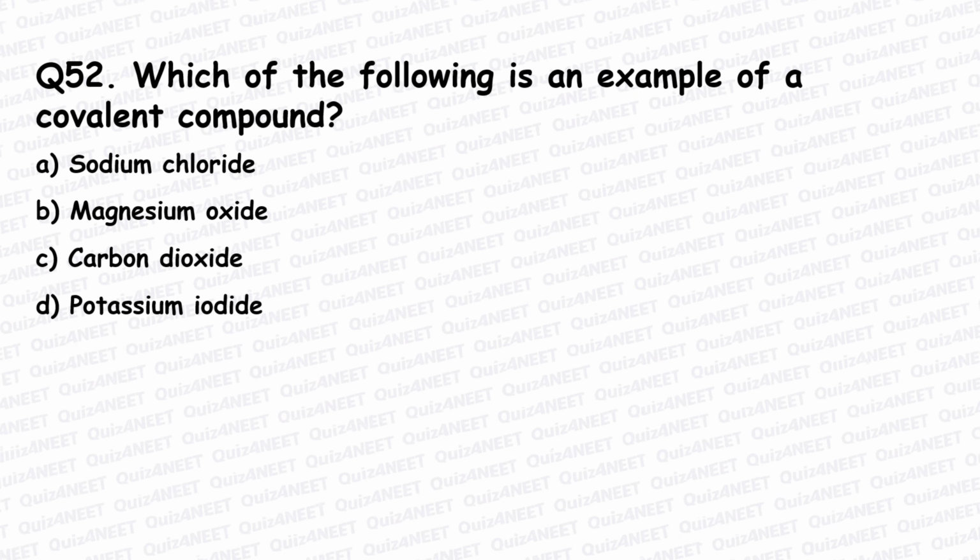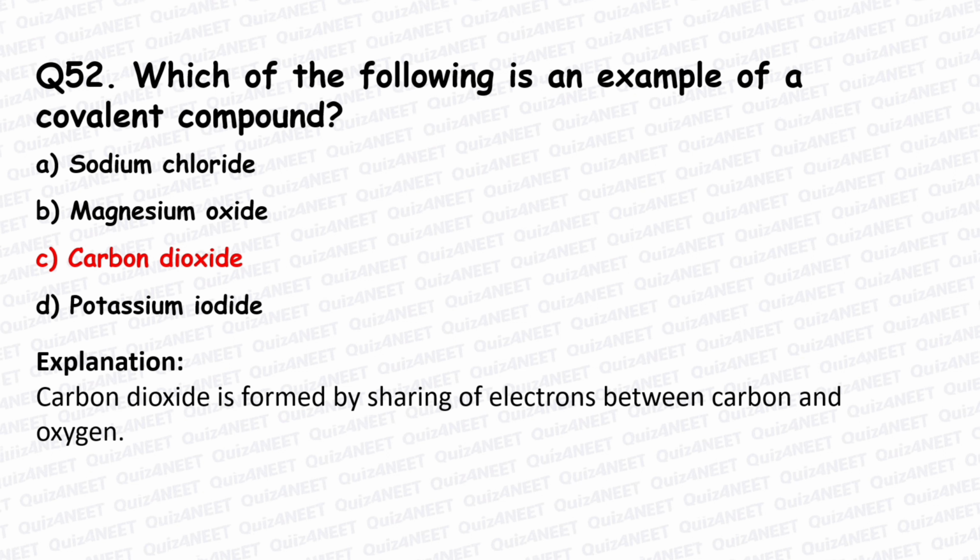Q52. Which of the following is an example of a covalent compound? A. Sodium chloride, B. Magnesium oxide, C. Carbon dioxide, D. Potassium iodide. Answer C. Carbon dioxide. Explanation. Carbon dioxide is formed by sharing of electrons between carbon and oxygen.